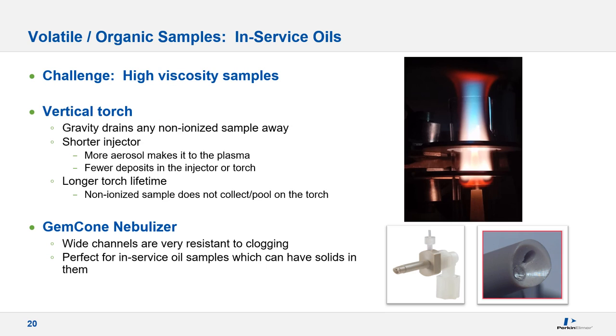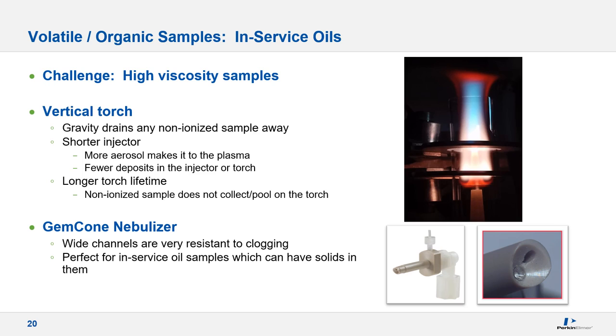The next challenge with oil samples is their viscosity. The vertical torch handles high viscosity samples very well because any non-ionized droplets will drain into the spray chamber and be pumped away rather than depositing on the torch or injector. In addition, because non-ionized samples don't collect on the torch, lifetime will be extended.